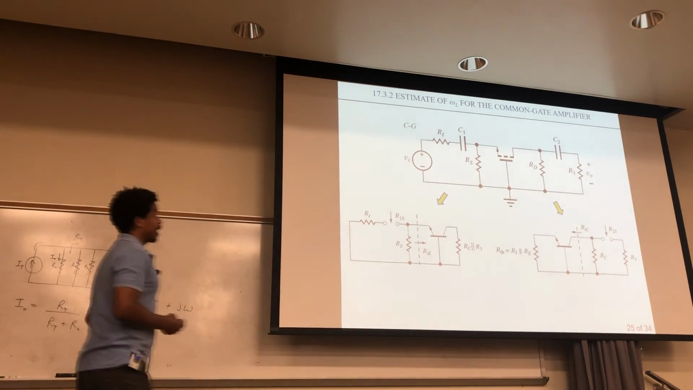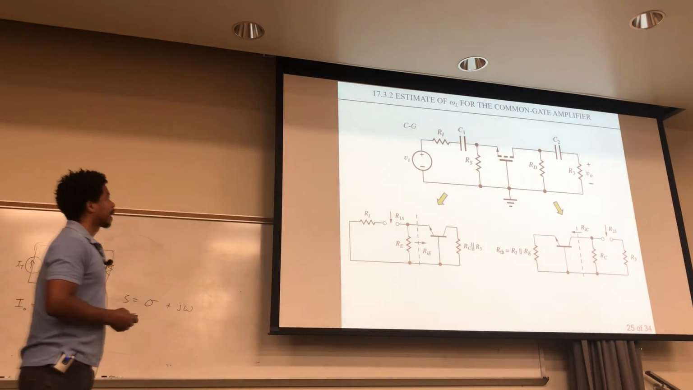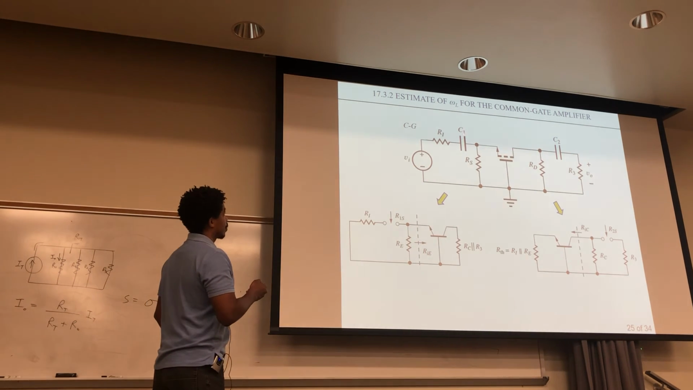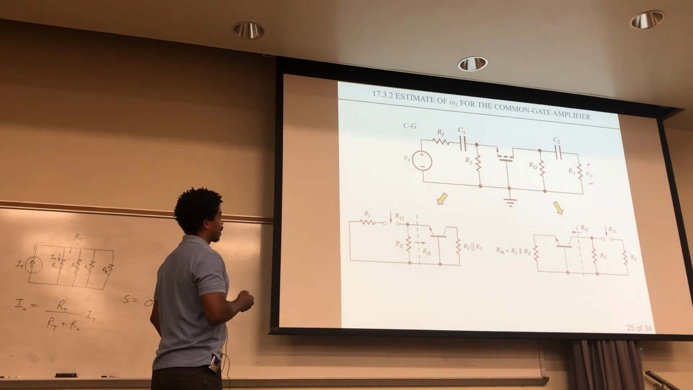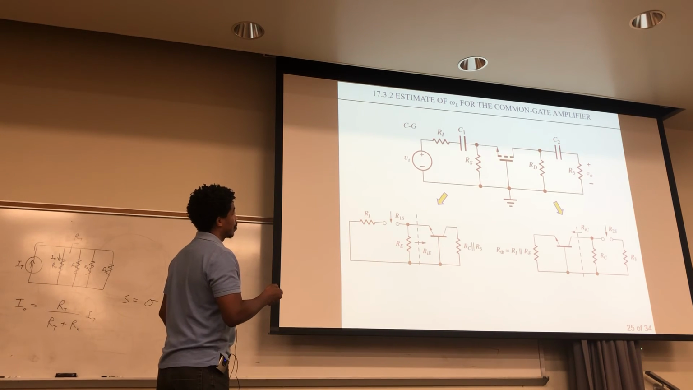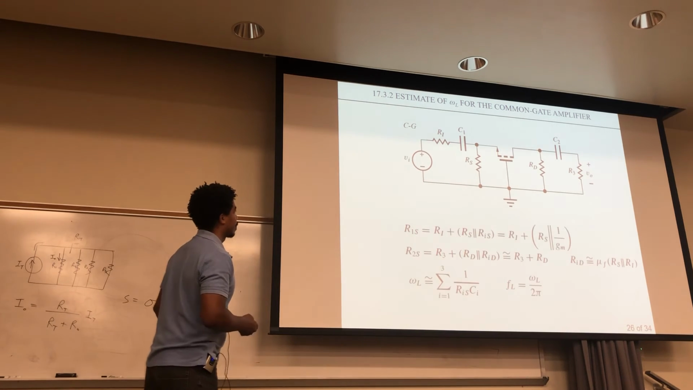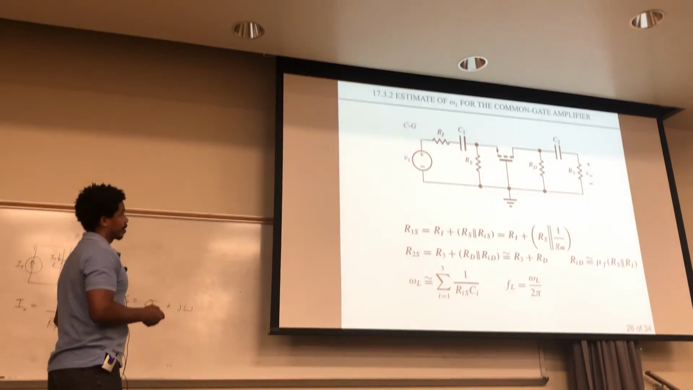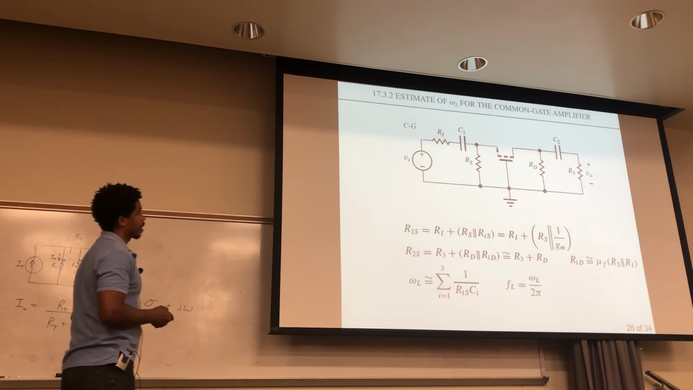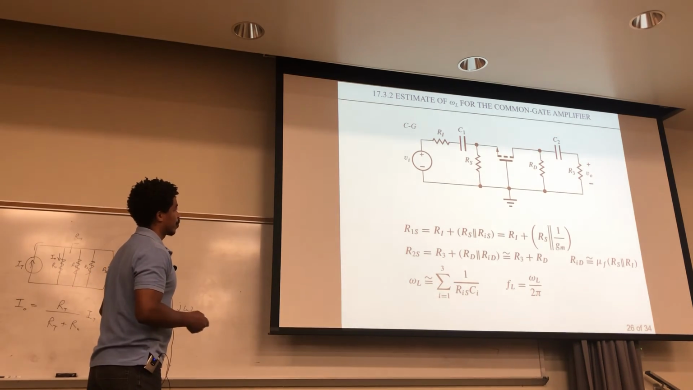Okay, so for a common gate, you take your C1 and replace it with this, and you short your C2. You take this, replace it with your R2S, and then you short that, and you get these expressions, which is very similar to what we've seen last time. And you get this for your frequency.